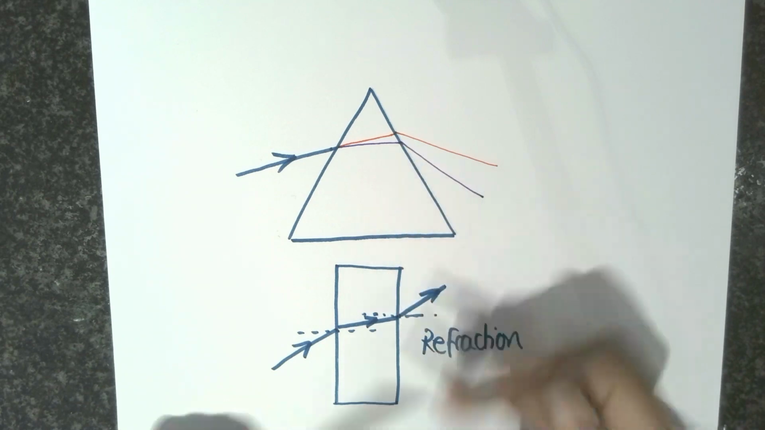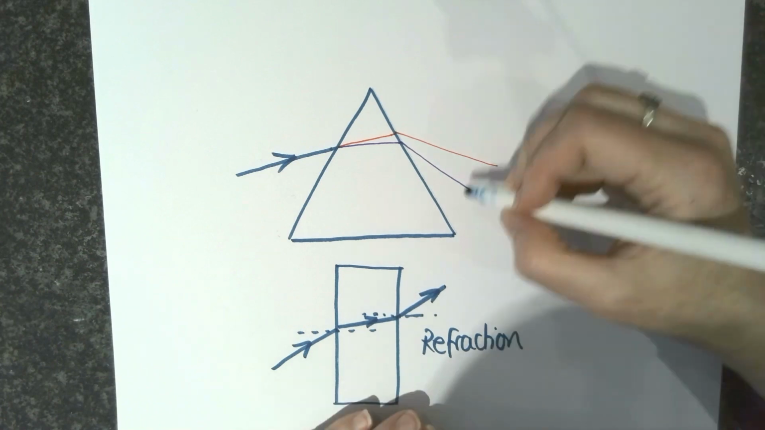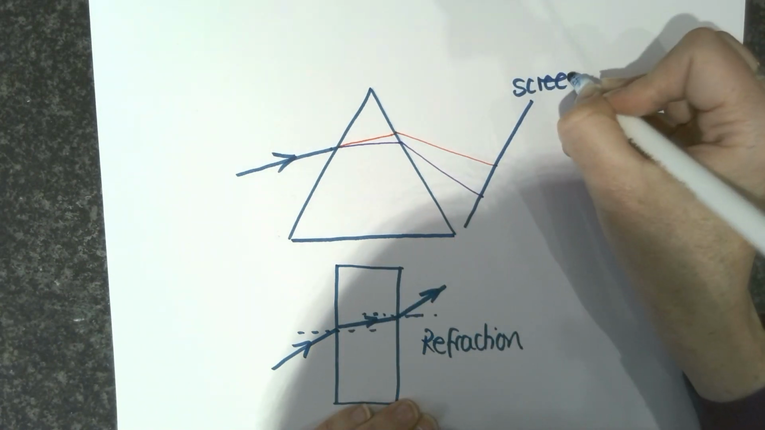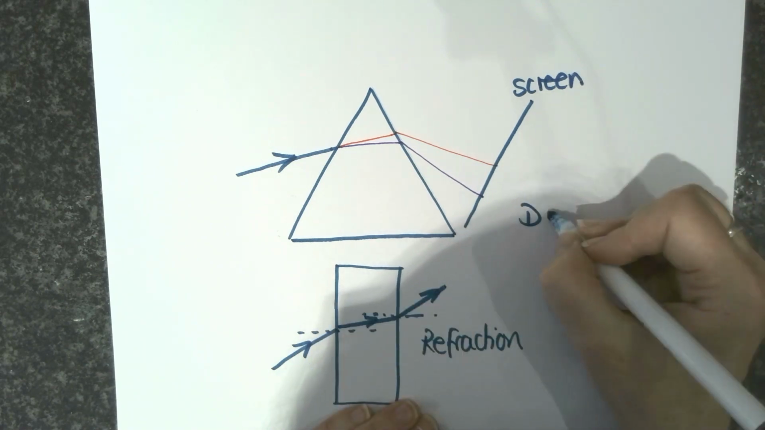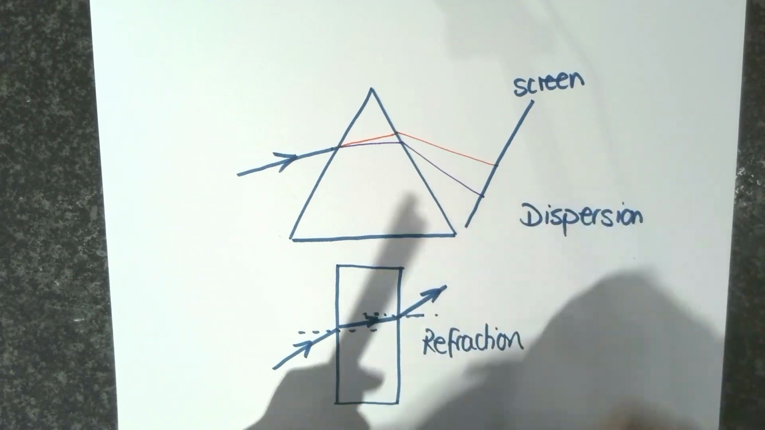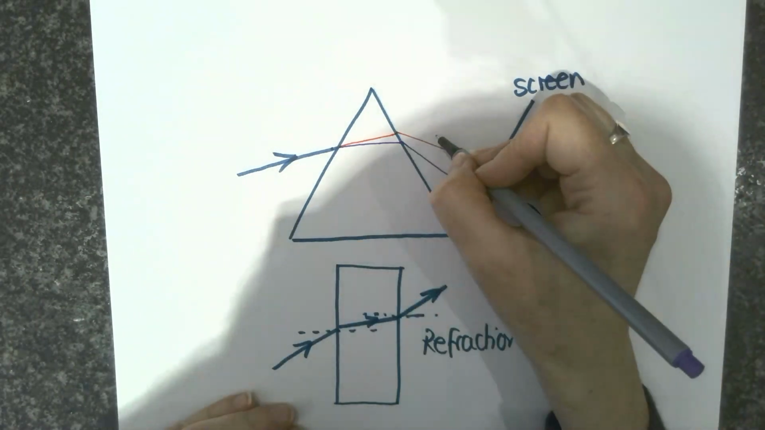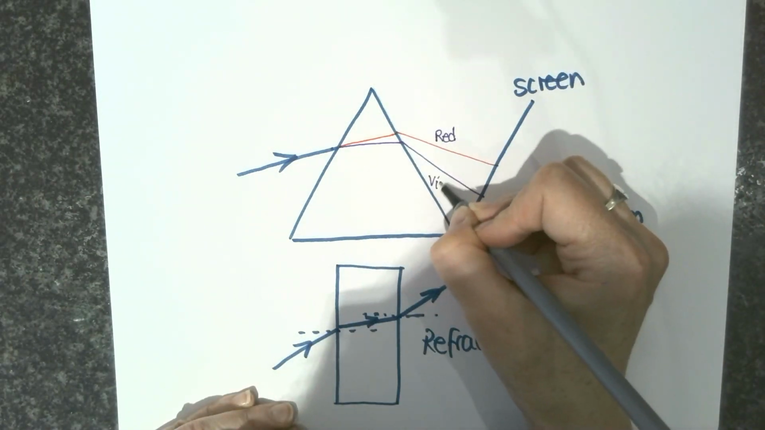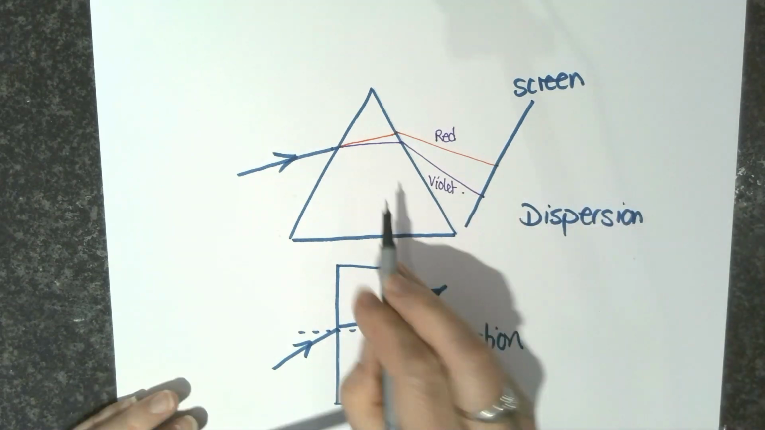also refracted. And what happens is when you put this onto a screen, the colours have been split out, and this is called dispersion. So we end up with the electromagnetic spectrum, the visible spectrum from red to violet. And what's happened here is it's all spread out.